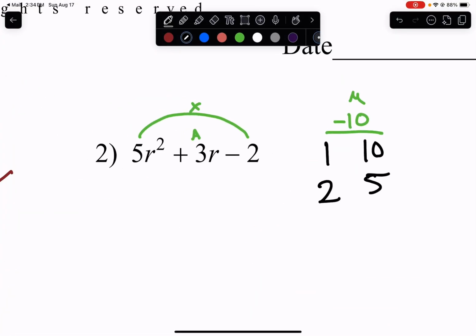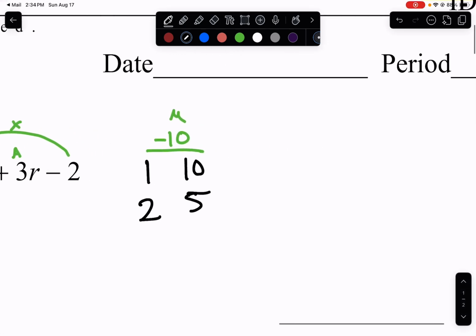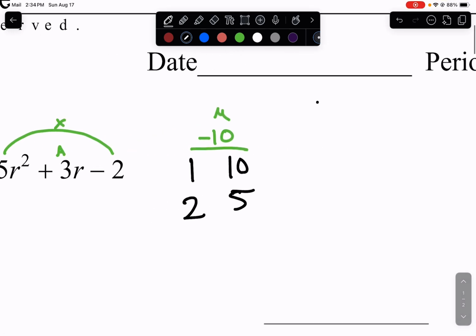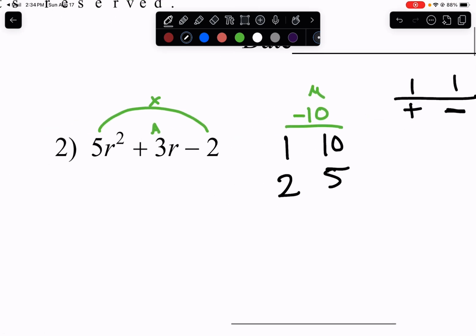Now, I'm multiplying to a negative 10, right? Because I had a 5 and a negative 2. So I need to multiply to a negative 10. Well, how do you get a negative? Well, when you're multiplying, you need one positive number and one negative number, right? So I know that one of these is going to be positive and one of these is going to be negative out of these pairings. And I'm trying to add to a positive 3, okay?